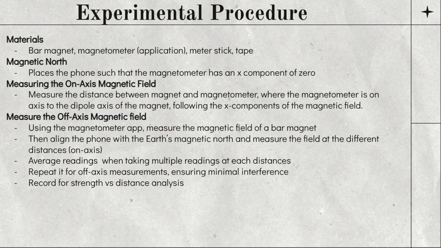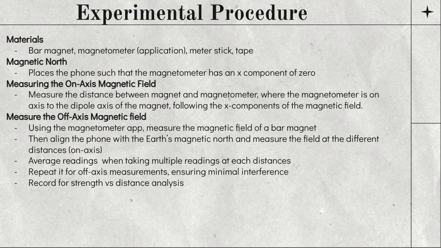So when moving into the experimental procedure, first we can look at the materials, which were a bar magnet, a magnetometer, which is an application that we use to take in the data, a meter stick, and tape. We also had to calculate the magnetic north, which was basically placing the phone and orienting it in a way such that the magnetometer had an x component of 0. We also measured the on-axis magnetic field by measuring the distance between the magnet and the magnetometer, where the magnetometer is on axis to the dipole axis of the magnet, following the x component of the magnetic field.